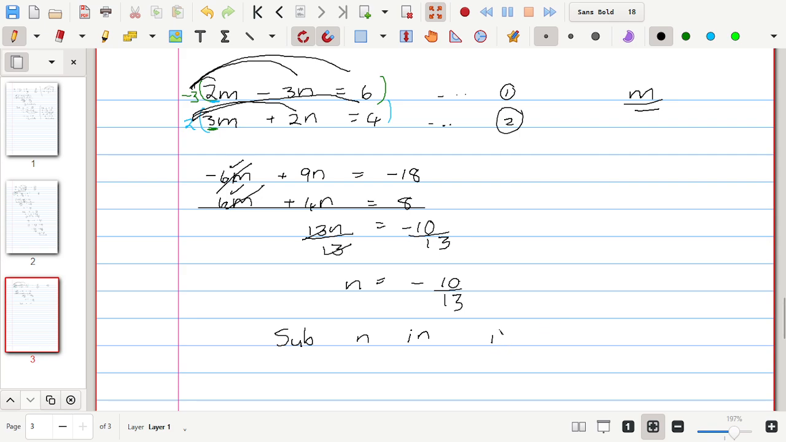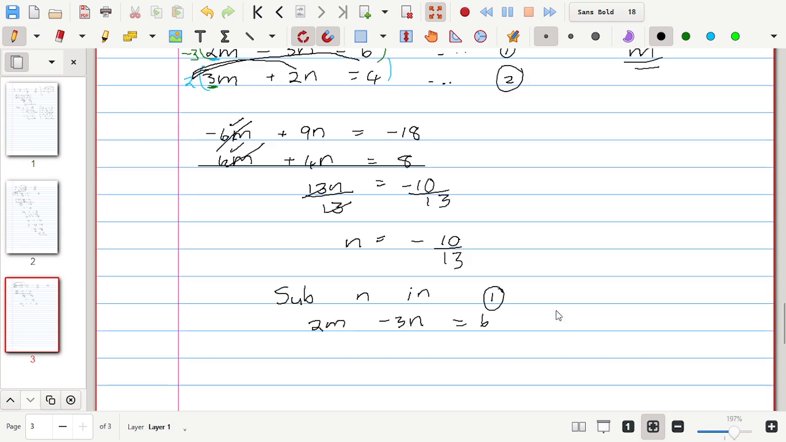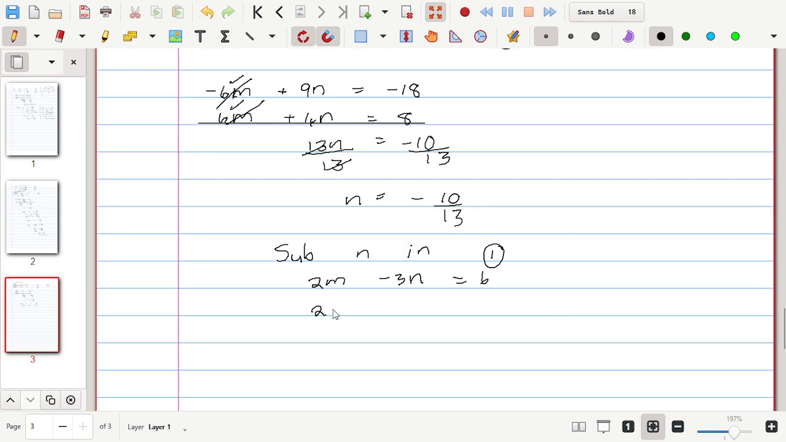Now what we can do is, let's substitute n into any of the two equations. I'm going to choose equation 1. So, we've got 2m minus 3n is equal to 6. Let's substitute n. So 2m minus 3 into negative 10 over 13. That's going to give me 6. So 2m, negative times negative, that gives us positive 3 times negative 10 over 13, that's going to give us positive 30 over 13 is equal to 6.